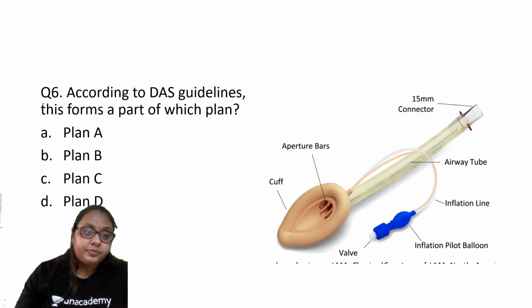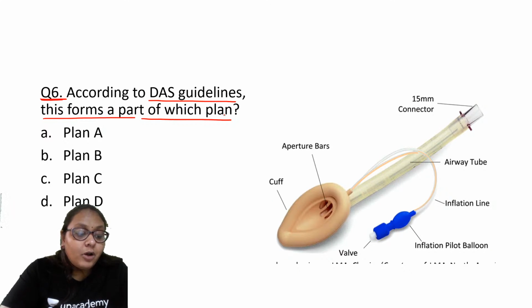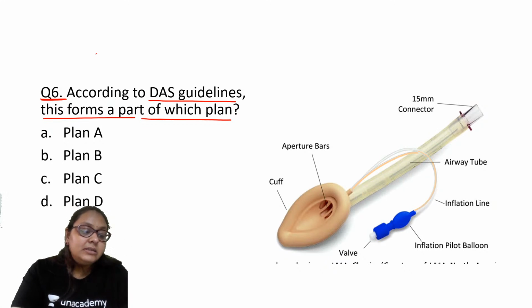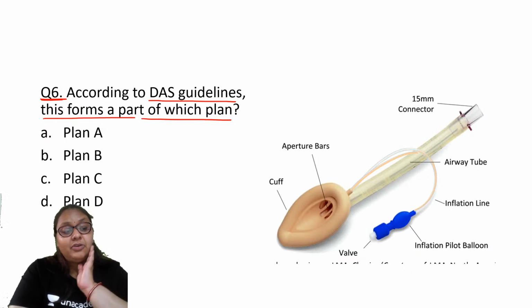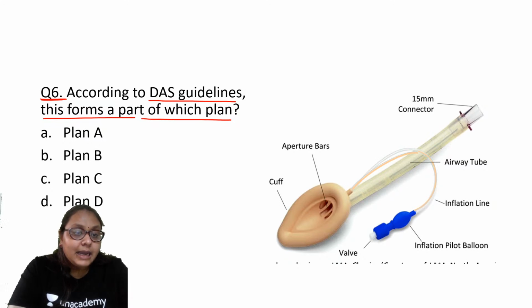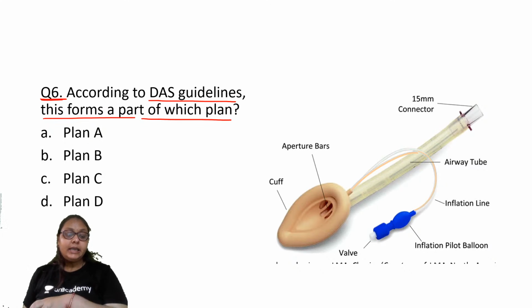Okay? Now, question 6. According to DAS guidelines, that is difficult airway guidelines, this image that we are seeing forms a part of which plan? Is it plan A, plan B, plan C or plan D? What should be the answer for this? Dr. Kunal, Dr. Piyush, what should be the answer for this?